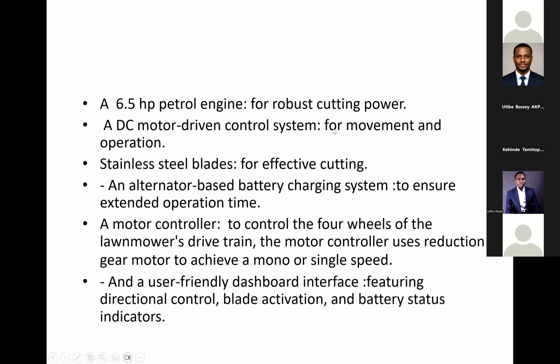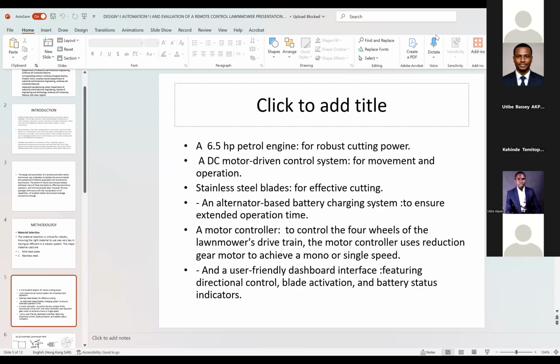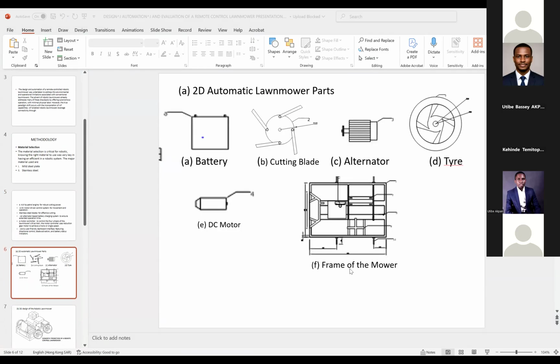Please, the next page. I want to quickly explain the orthographical drawing over there. Hello, please, the next page. No, the next one, please.